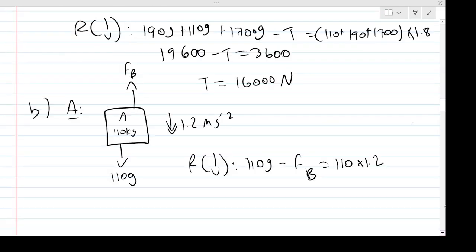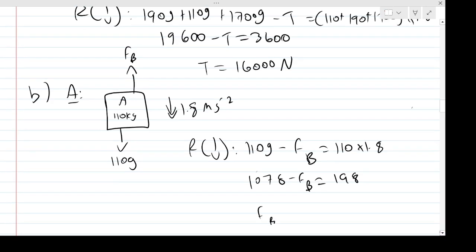Oh no, 1.8, sorry, 1.8 for acceleration. So times 1.8. If we solve for the force here, F of B, we get 1,078 take away F of B equals 198. So therefore F of B, if we subtract by 198, we get 880 newtons, okay? That's the force created by the contact of B and A, that B puts onto A. Okay, there we are.